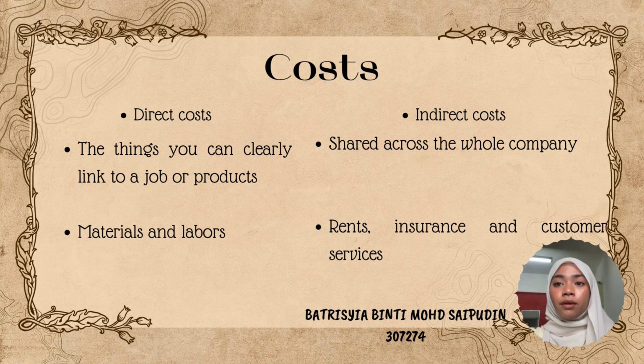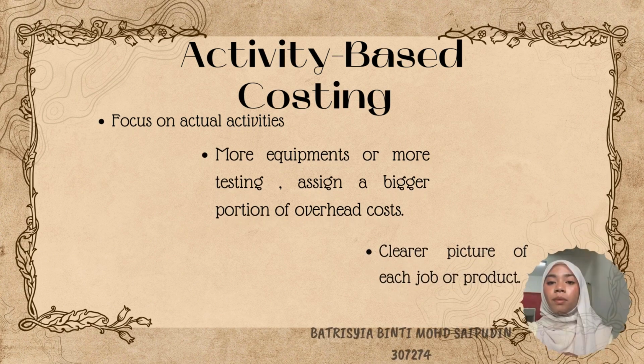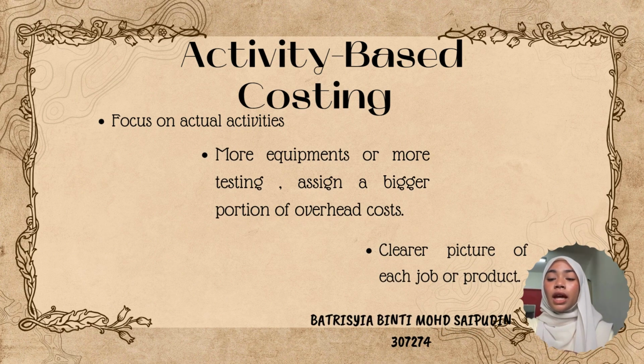This mismatch can cause serious problems. For example, you might think a job is profitable when it's actually costing you money, or you might cut a product line because it seems unprofitable even though it's really helping to share costs. That's when Kaplan and Cooper introduced activity-based costing, or ABC.